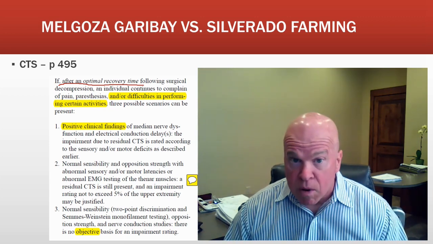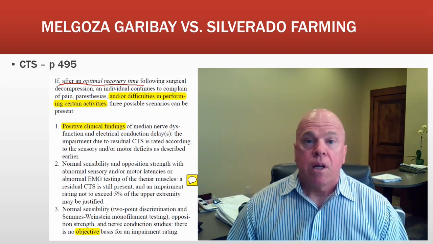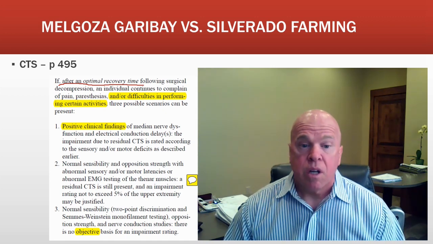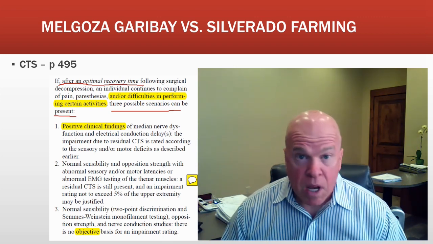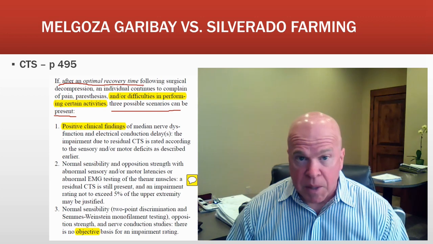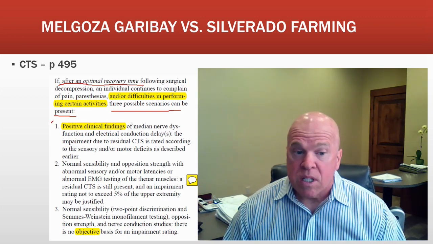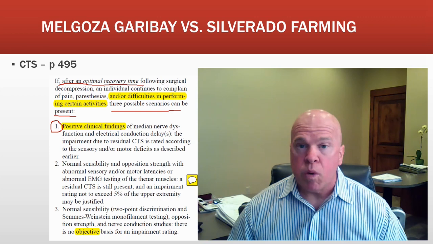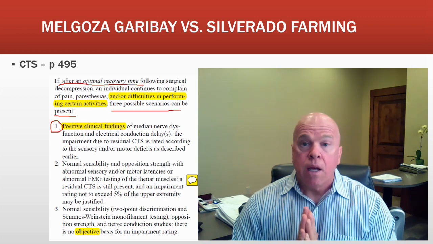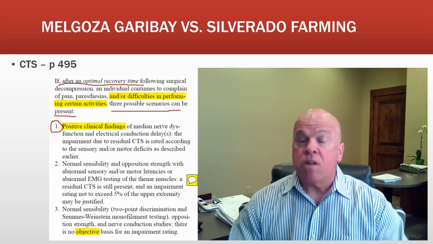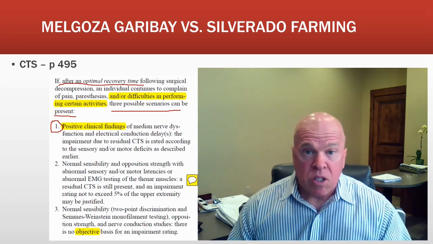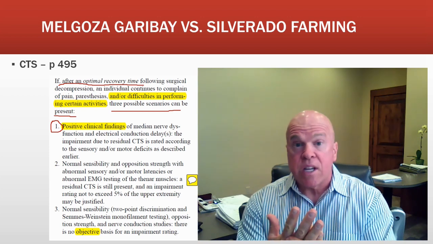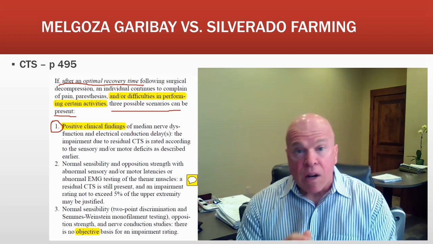So a certain number of examinees, however, will continue to report symptoms following the surgical decompression. And for those cases, there are 3 possible scenarios that can be present. So this is what the guides tell us under the strict application of the AMA guides. So for example, examinee number 1 will have positive clinical findings of median nerve dysfunction. So what would that be? That would be an examinee who had positive Phelan's test, positive reverse Phelan's test, maybe a positive Tinel sign, maybe some sign of dysfunction or loss of sensation in the distribution of the median nerve, maybe some atrophy of the thenar eminence.